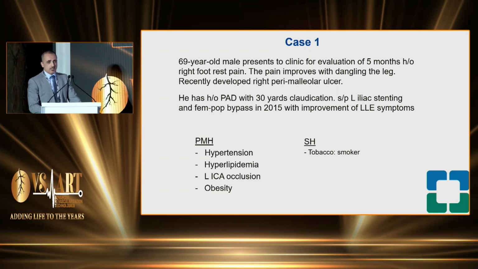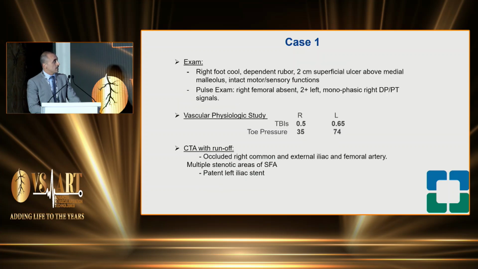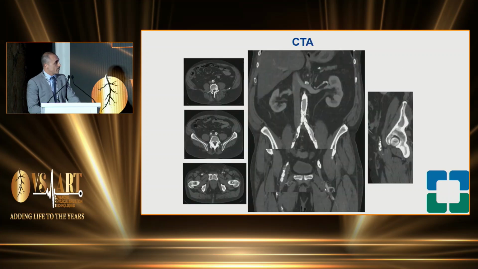On the left side, he has an external iliac stent and femoral popliteal bypass done years ago in another hospital, and he has the usual comorbidities. On exam, the right leg had dependent rubor with a non-palpable femoral pulse with monophasic signals, and the physiologic studies, as you can see, were very diminished. Given the absent femoral pulse, we obtained a CT angiogram. These are some representative images of the CT scan that showed porcelain aorta with a patent left iliac stent and occluded right common iliac and external iliac stents and a severely stenotic right common femoral artery.